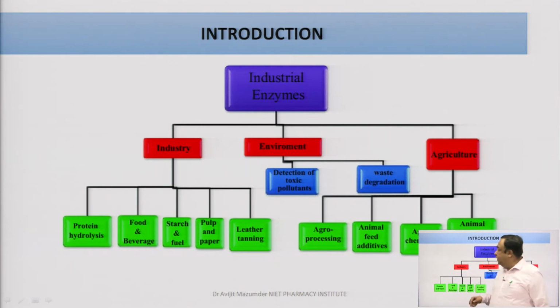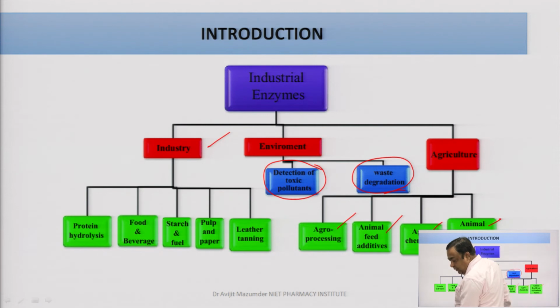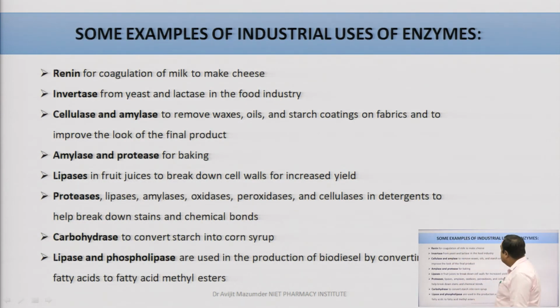Now, this slide shows the various applications of enzymes in industry, used in protein hydrolysis, and commonly utilized in the food and beverage industry. We apply them in starch and fuel, pulp and paper, leather tanning, etc. If we talk of the environment, we use enzymes for detection of toxic pollutants as well as degradation of waste products. Next, in the field of agriculture, we have applied them in agro processing, animal feed additives, agrochemicals and animal feed from agricultural waste. These are the various applications of industrial enzymes.